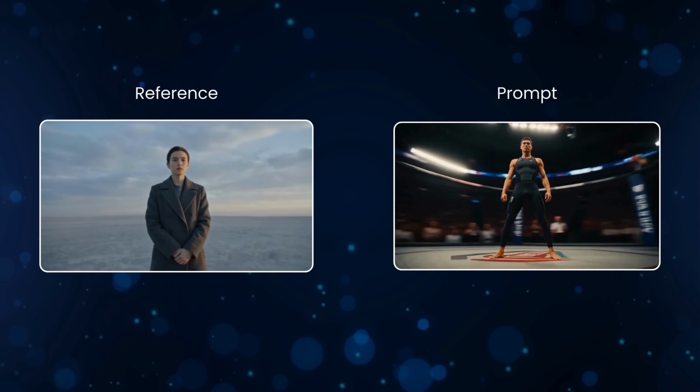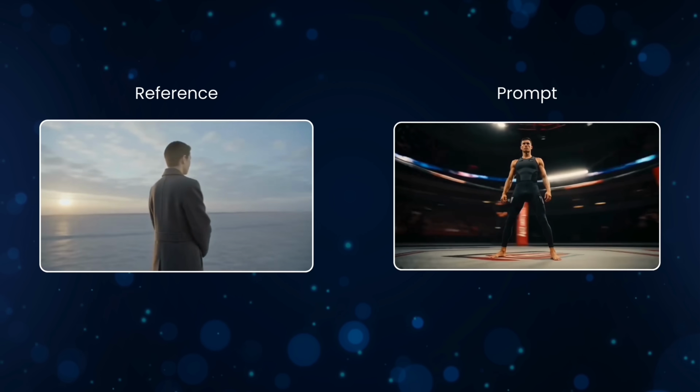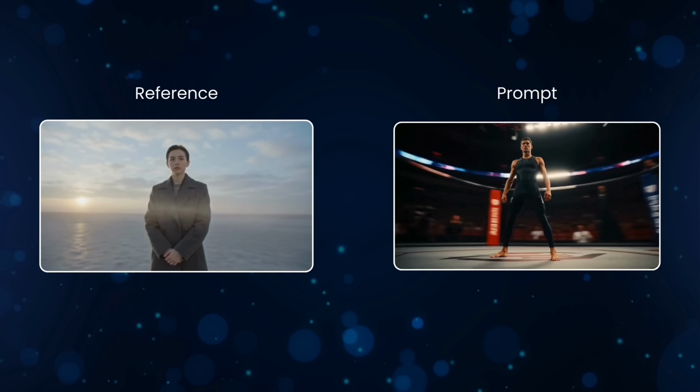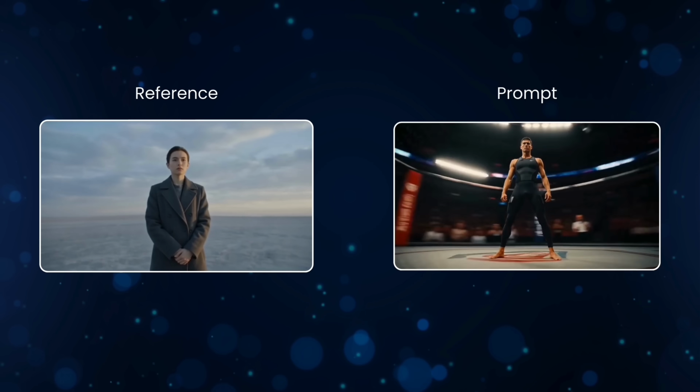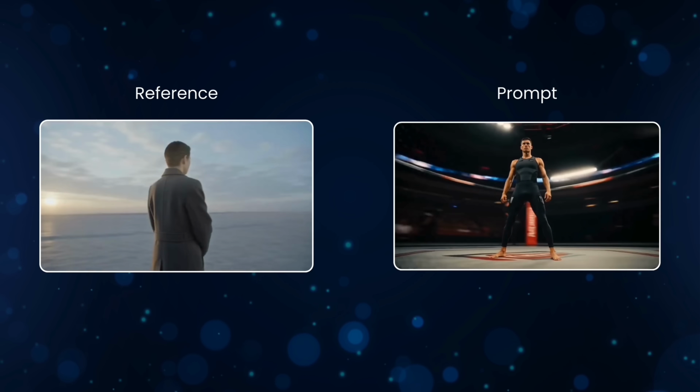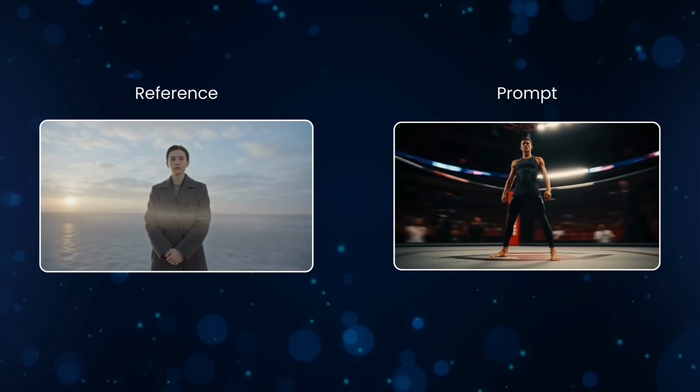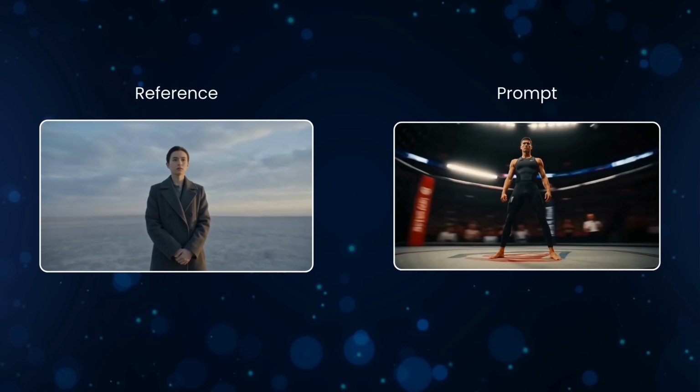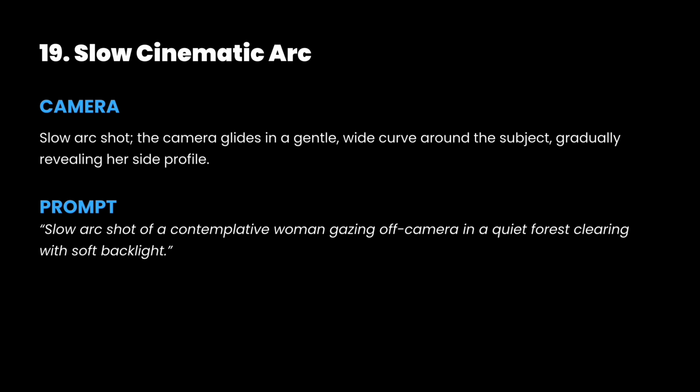This is a rapid orbital camera angle that encircles the subject at high speed, creating kinetic motion. It's effective because it amplifies intensity, dominance, and momentum while visually isolating the subject as the stable core of chaos. Number 19. Slow cinematic arc.